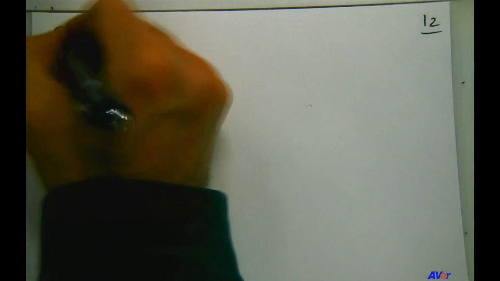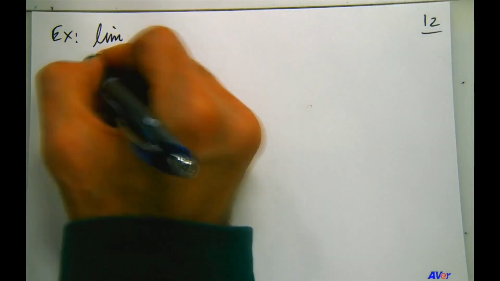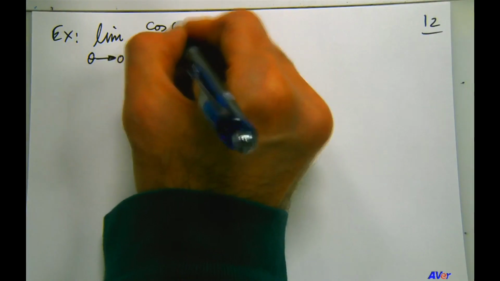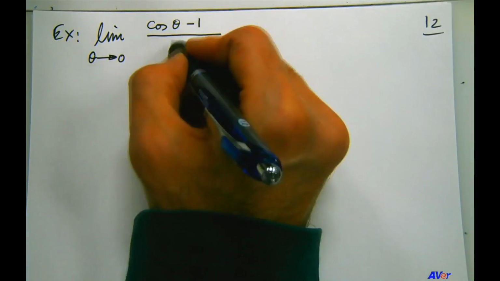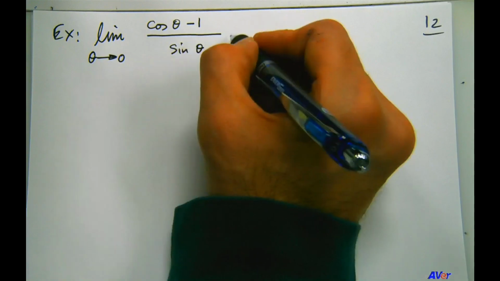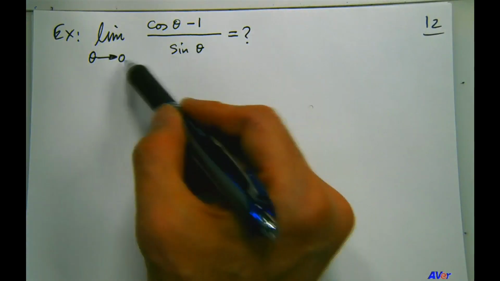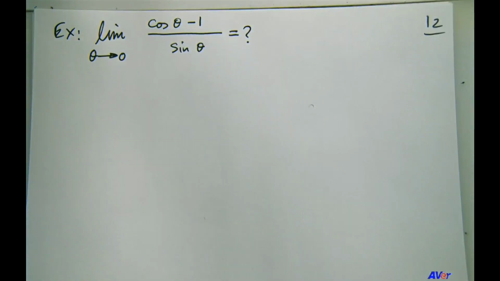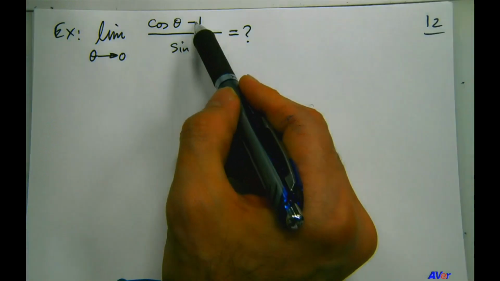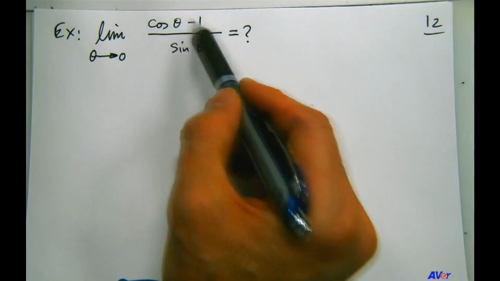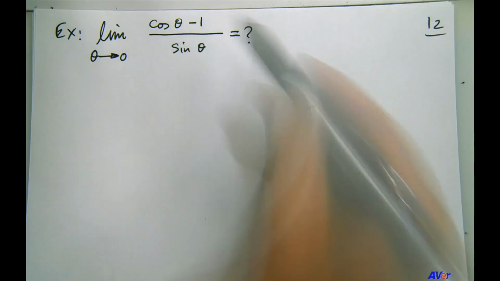So let's do another example. We have cosine of theta minus 1 divided by sine of theta, and we want to find the limit of this expression as theta goes to 0. Once again, you can see that if you immediately substitute 0 for theta, the whole thing becomes undefined. So let's see if we can simplify this in any way. Let's begin by multiplying both the numerator and the denominator by cosine of theta plus 1. And in a second, you'll see why. But let's start from there.